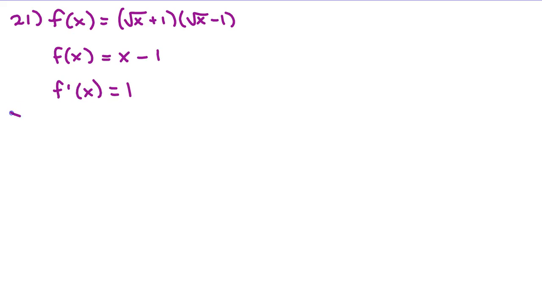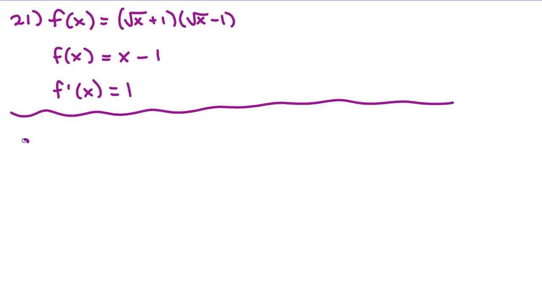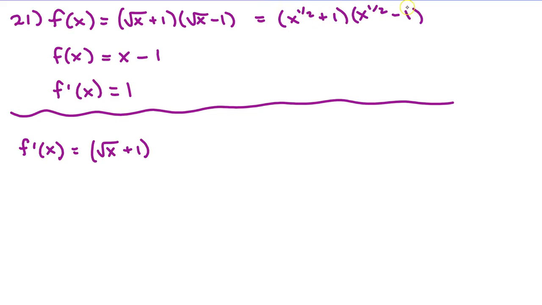Now, suppose instead we use the product rule, going back to the original function. So we have the first. Actually, I'm going to think of it as x to the 1/2 plus 1 times x to the 1/2 minus 1, because when I'm differentiating, I like to use the power rule, so I need those powers there. So we have the first times the derivative of the second, and the derivative of x to the 1/2 is 1/2 x to the -1/2, and the derivative of -1 is 0.